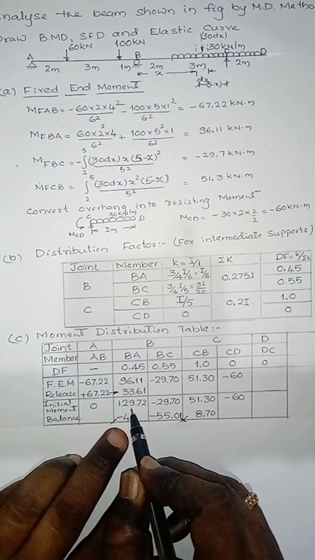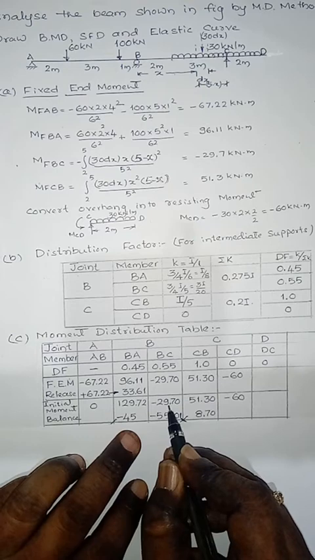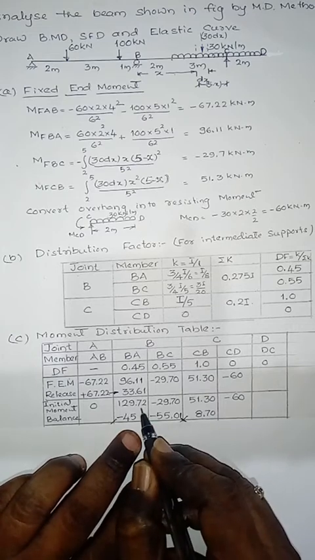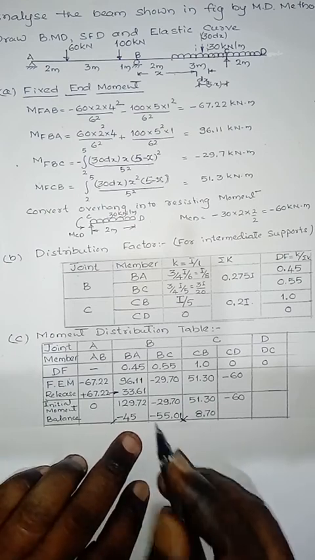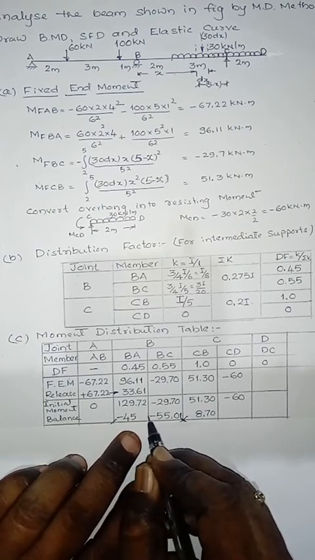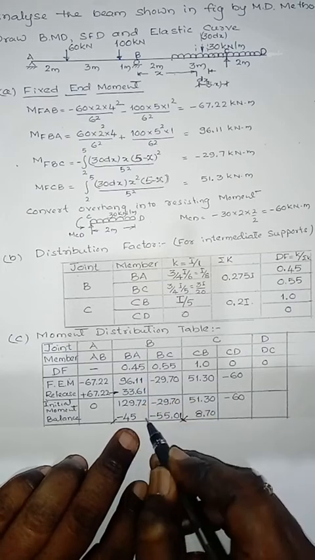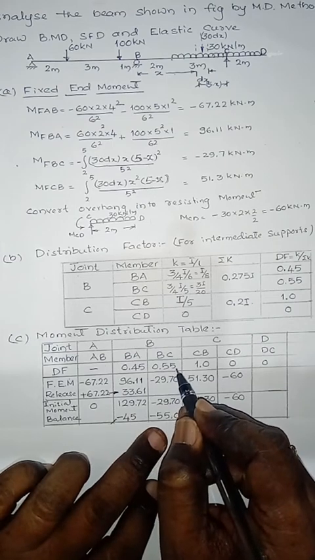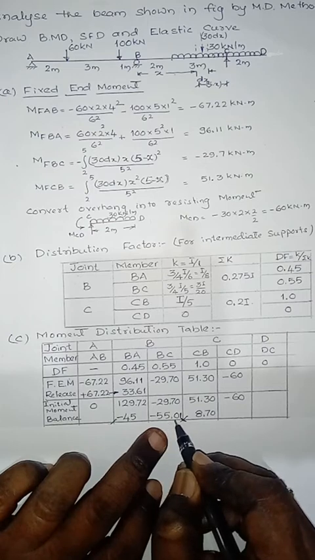Here at B, there is an unbalanced moment: 129.72 minus 29.7, that is 100.02, so the unbalanced moment is plus 100.02. We have to balance it by adding minus 100.02. That is minus 100.02 into 0.45, which is minus 45, and 100.02 into 0.55, which is minus 55.01.